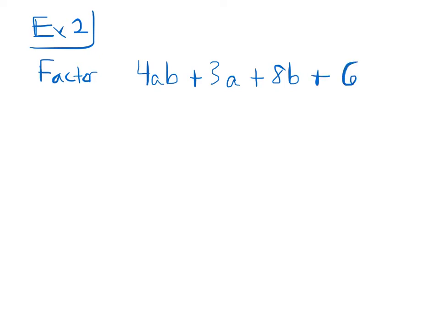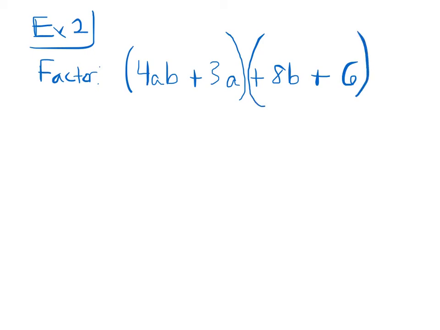Okay, example 2. What if I give you, it'll say to factor 4ab plus 3a plus 8b plus 6. You notice with this, it's basically the exact same problem as before. So if we look at this, what if I look for the GCF, don't see one. Okay, so then I'm going to go on to grouping.